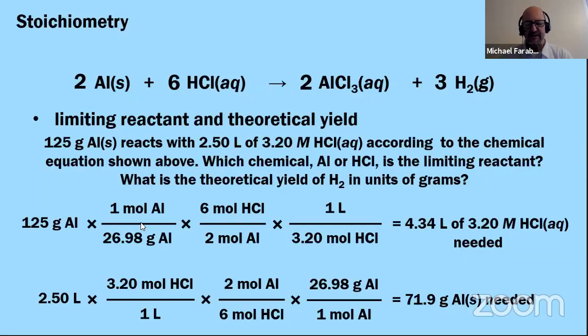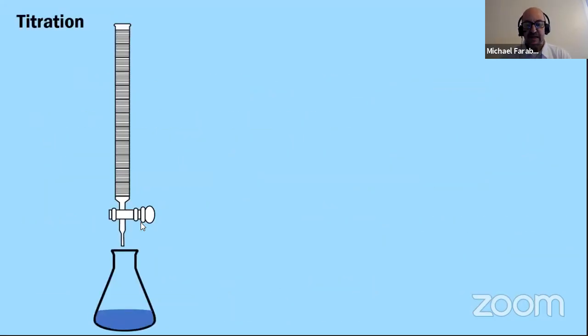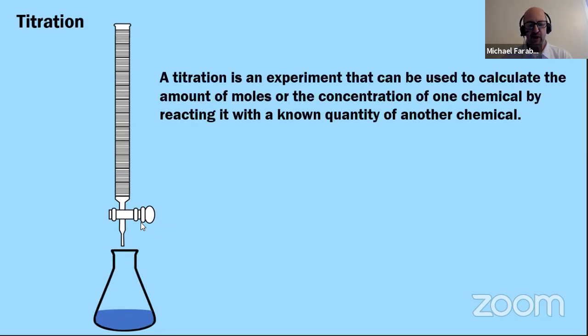All right, moving on to the next topic in today's lesson, titration. Here we see a burette and a flask. So a titration is an experiment that can be used to calculate the amount of moles or the concentration of one chemical by reacting it with a known quantity of another chemical.